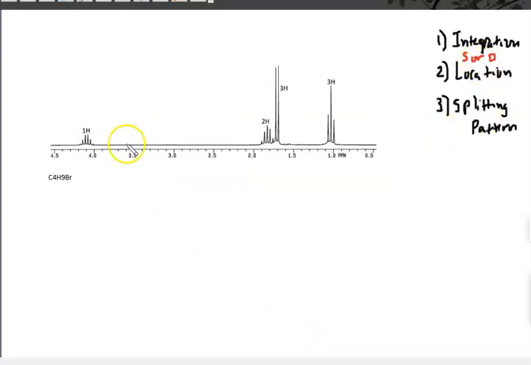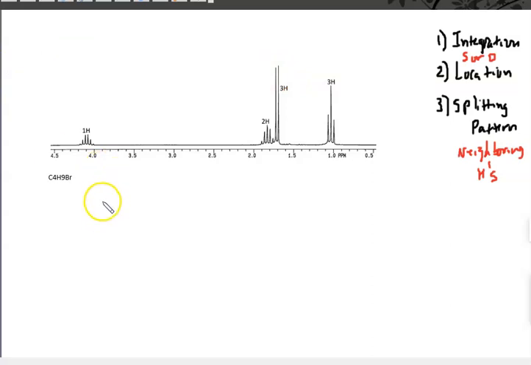And then the splitting pattern. Is it a doublet? Is it a triplet? Is it a quartet? Is it a pentet, a sextet, heptet, octet, nonet? And remember, that tells you how many hydrogens are next door. This is your neighboring hydrogens. N-E-I-G-H-B-O-R-I-N-G. Neighboring hydrogens. Okay? So NMR pretty much gives you the skeletal structure of a molecule. Kind of shows you the backbone.